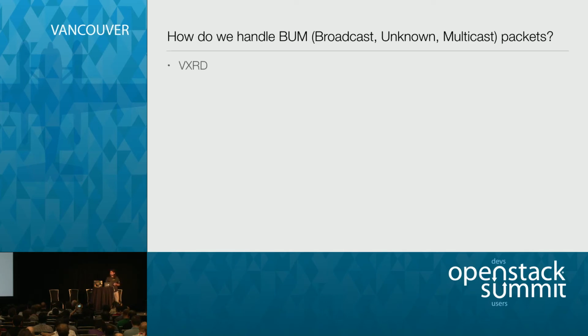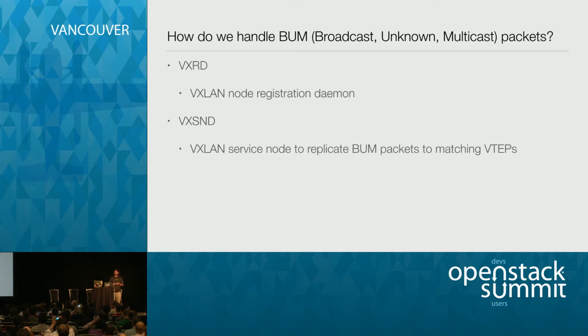And so the solution we're using here today is something called VXRD, which is a VXLAN node registration daemon, and VXSND, which is the service node or replicator. So the service node is running on one of these NUCs. The same one is running the Neutron server and Nova and all the other OpenStack components. And the registration daemon is running on the 2 switches because they're the VTEPs. What the registration daemons are telling the replicator is basically, I am VTEP this IP address, and I'm interested in the following 3 VNIs. And VNIs are the numbers that identify a VXLAN segment.